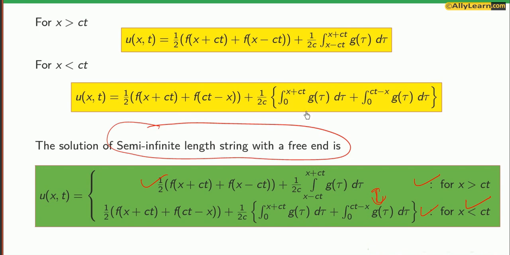So friends, do also remember the difference between the solution for this problem of free end and the other problem of a fixed end. The two solutions are different, and the difference lies in the case when x is less than ct. For this first case, x more than ct, the solution is the same for this free end as well as for that fixed end condition that we dealt with in the previous video lecture. But for this case 2, the solution changes. So do remember those changes.